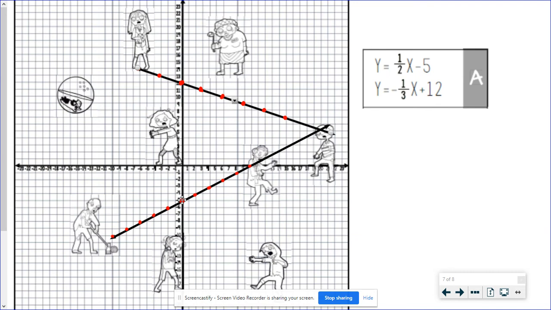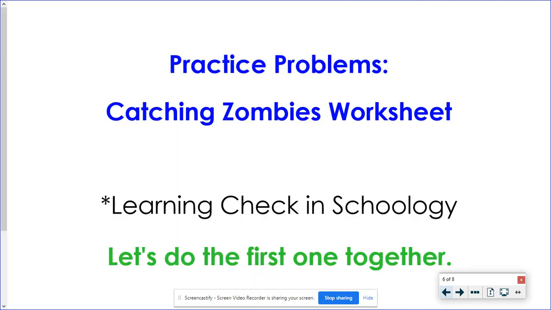And again, you can see that these lines are going to touch a whole bunch of zombies as you're graphing them. So you have to be really careful and pay attention to which zombie gets caught by a pair of lines. That's why different colors might be helpful if you want to do it that way. Or as soon as you get this one and you know this zombie is caught, you could go into Schoology and put down that this zombie was for line A or for group A. So that's what you're doing today.